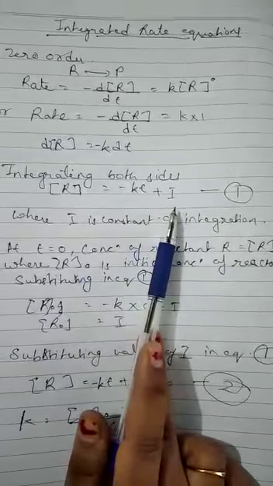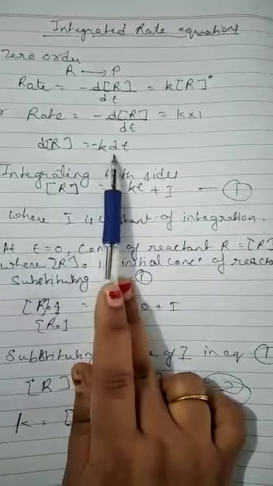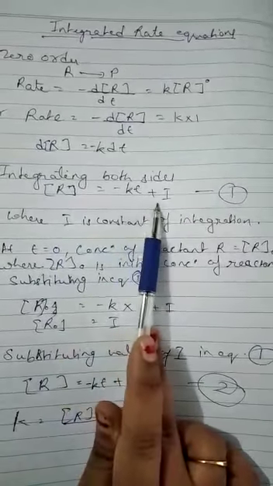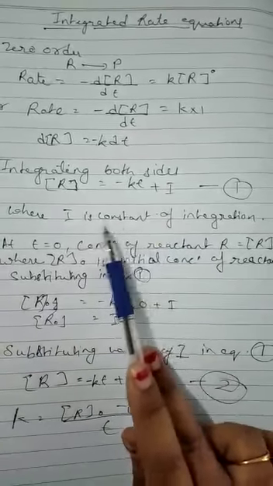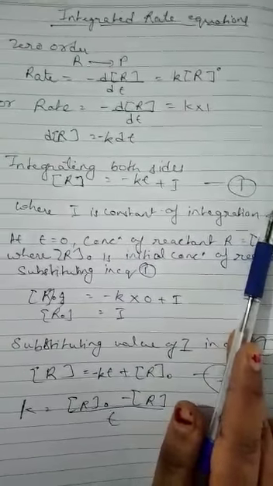Okay, so I here is the constant of integration, and on integrating both the sides of this equation, we get R is equal to minus kt plus I. And this I is your integration constant. Okay, so we put this equation as equation 1.